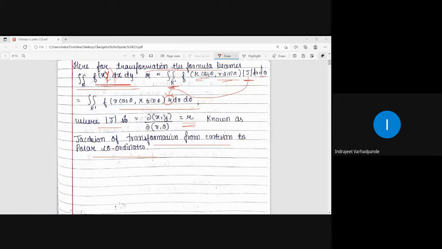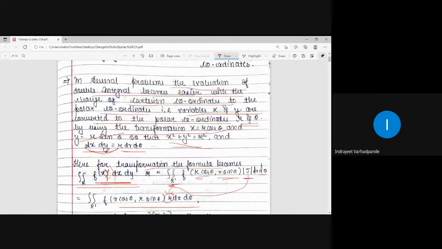By default, x will be substituted as r cos theta, y will be substituted as r sin theta, so that x square plus y square becomes r square, and dx dy becomes r dr d theta. Accordingly, we determine the limits for r, we determine the limits for theta, and simplify. Now you are aware of the background, how the double integral in regard to polar coordinates is evaluated.